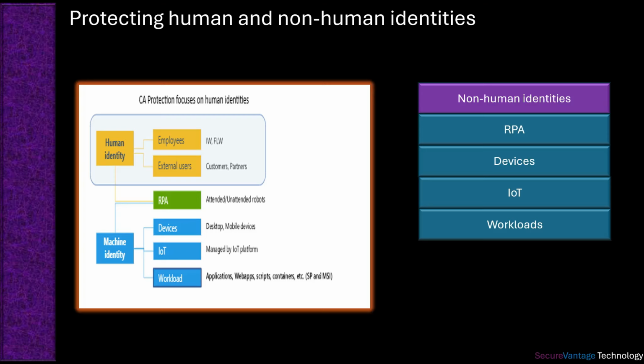You can mostly protect the human identities using conditional access policy. What about non-human identities then? You might have non-human identities as well in your solution. Non-human identities' access to resources must also be protected.